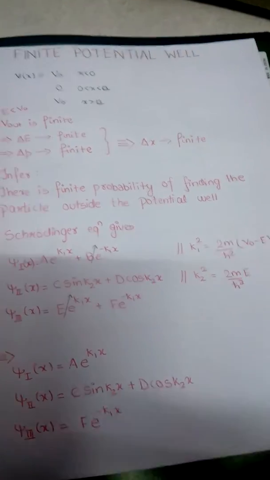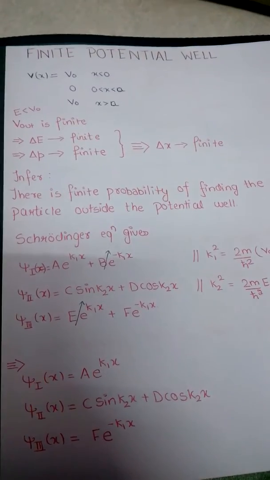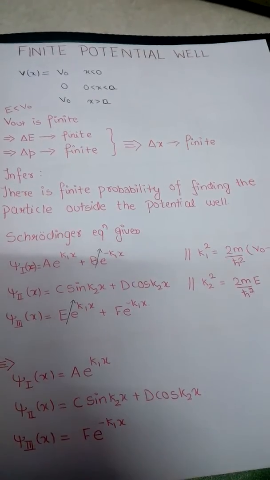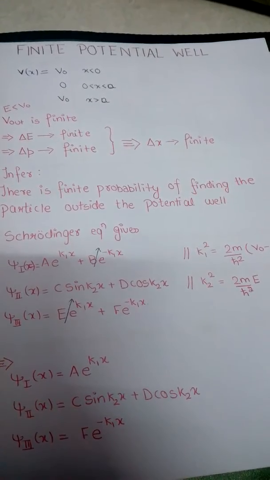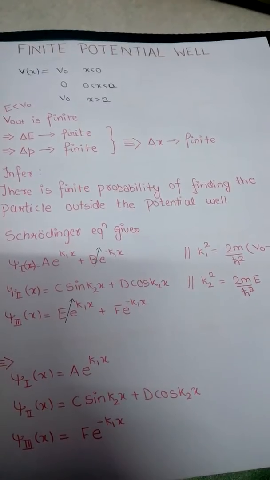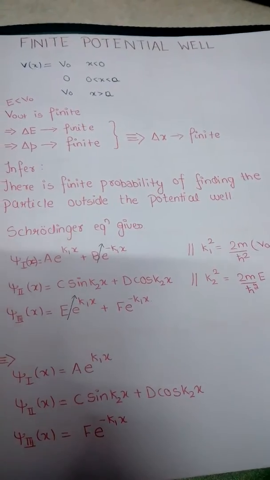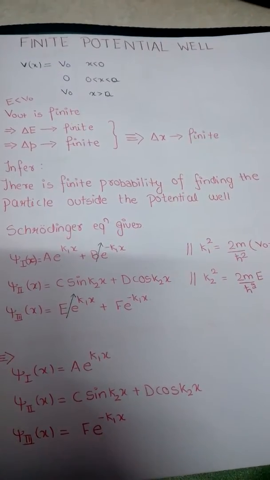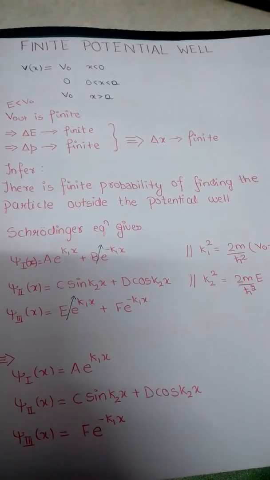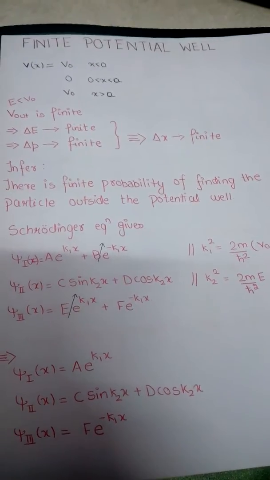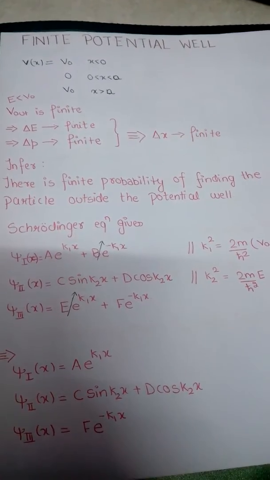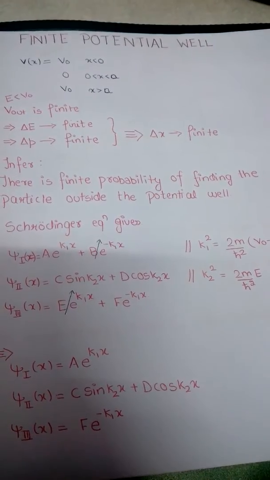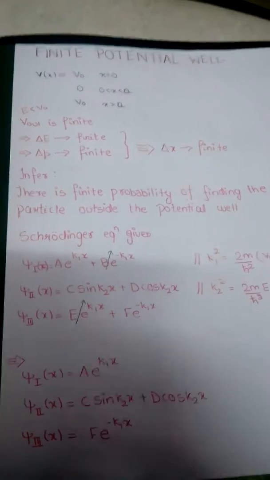Next is a finite potential well. That is, the walls have a finite potential. Now since the potential is finite, the uncertainty in energy outside the well is finite. The momentum is also finite, which implies the uncertainty in the position of the particle outside the well is also finite. So now we have to devise three Schrodinger equations for the three different regions. Here I have eliminated the coefficients with constants b and e in order to have a finite wave function at x equals plus minus infinity.